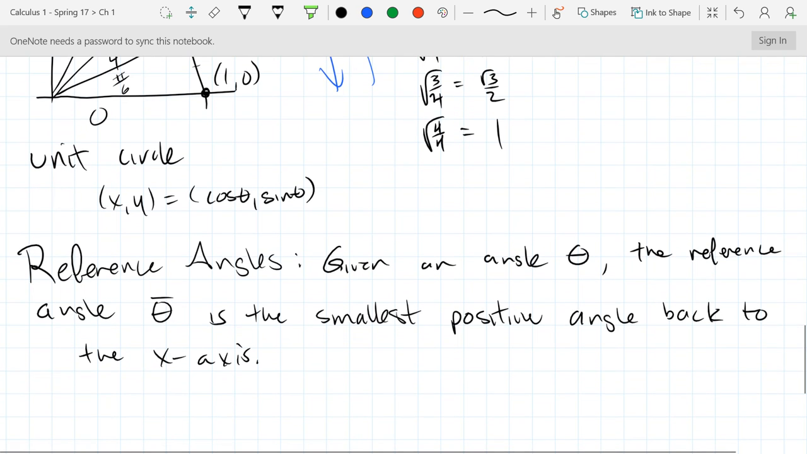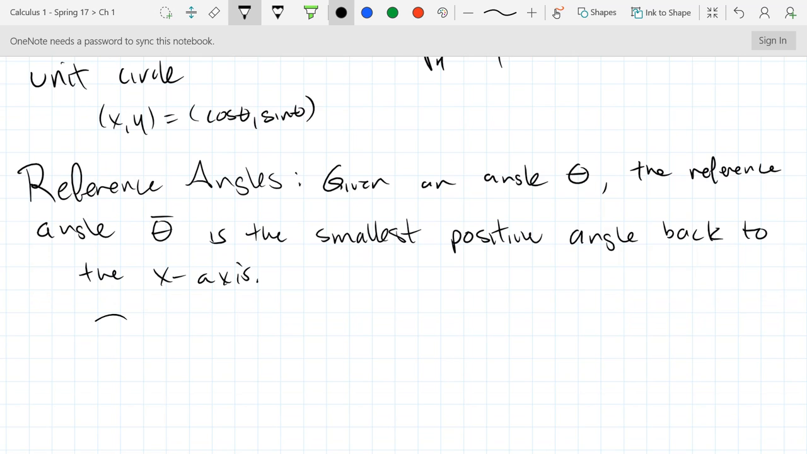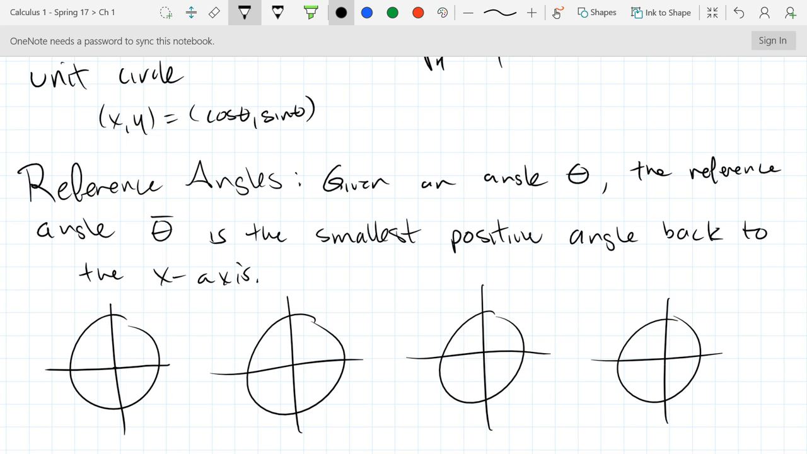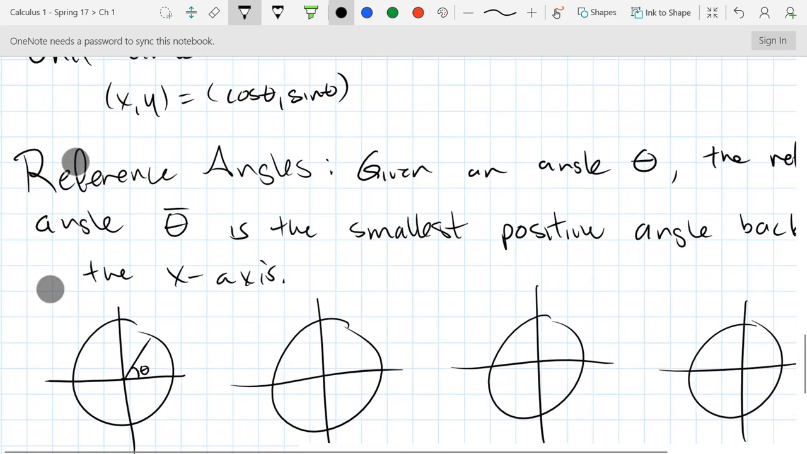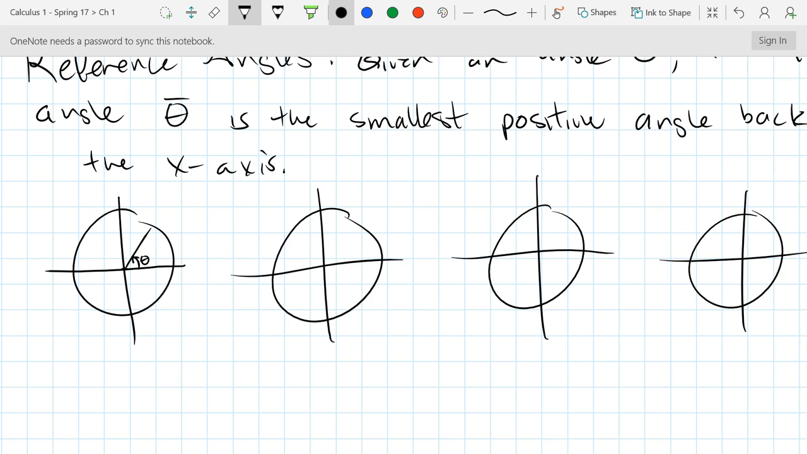So it is probably most useful to have a geometric intuition for this. I'll draw the 4 possibilities for where your reference angle could be. It's a little bit lame if your angle is in quadrant 1 and you're already positive. Your reference angle is your angle itself right there. So it's kind of boring in quadrant 1. I'll go in blue for the reference angle. Theta is theta bar in quadrant 1. Things are more interesting in the other quadrants.